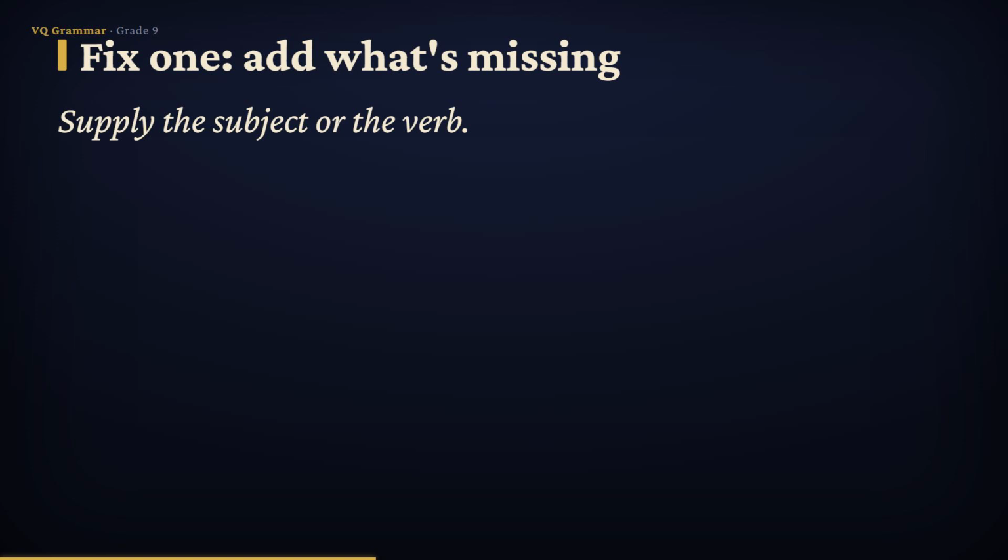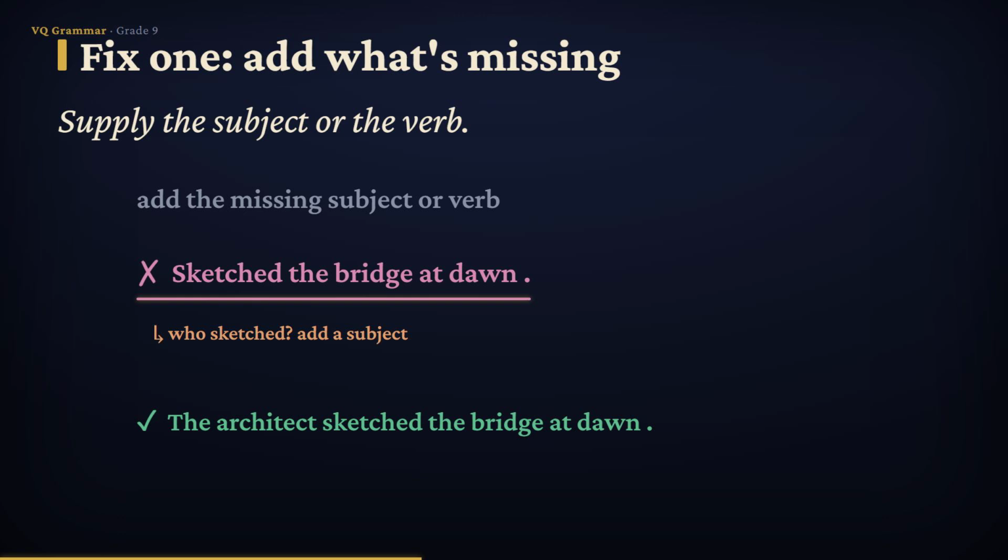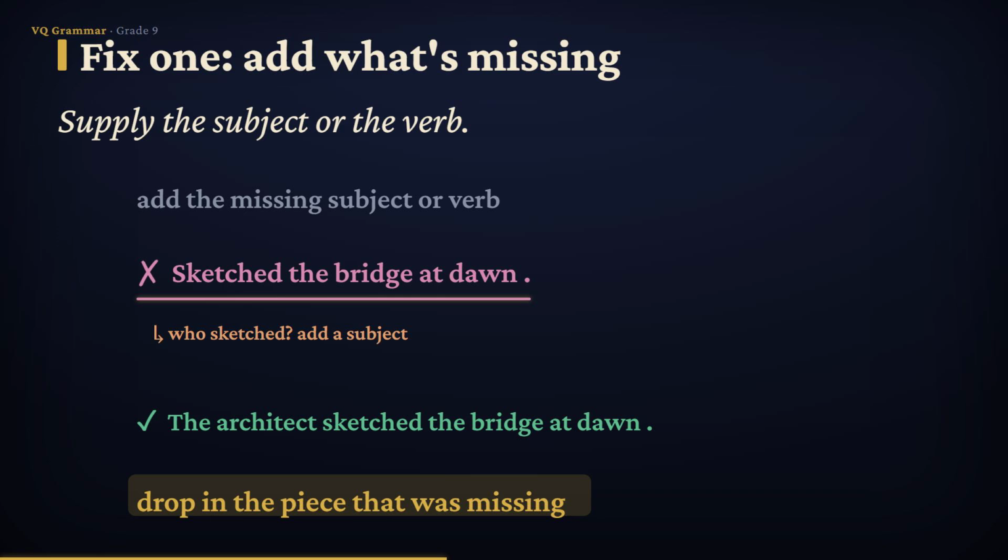So how do we fix a fragment? For the first 2 kinds, the repair is wonderfully simple. You just add the missing subject or verb. Take our fragment, sketched the bridge at dawn. The problem was that nobody was doing the sketching, so we ask, who sketched? And we add a subject to answer it. The architect sketched the bridge at dawn. Now there's a subject and a verb and a complete thought, and it stands up perfectly. The same trick fixes a missing verb. You just drop in the piece that was missing.